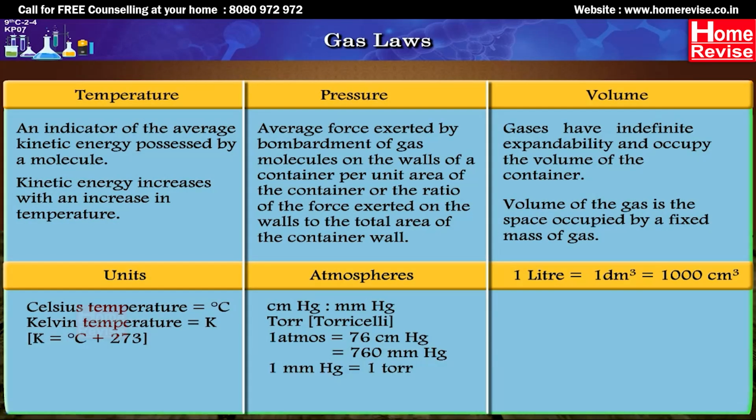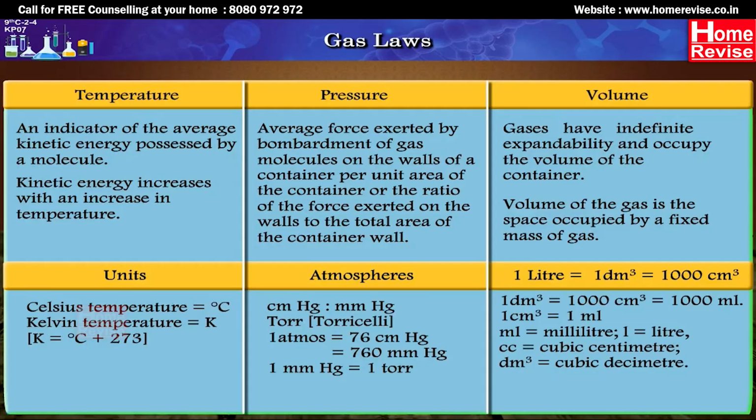1 liter is equal to 1 decimeter cube, which equals 1000 centimeter cube. 1 decimeter cube is equal to 1000 centimeter cube, which equals 1000 milliliter. 1 centimeter cube is equal to 1 milliliter. ml is equal to milliliter. L is equal to liter. cc is equal to cubic centimeter. dm cube is equal to cubic decimeter.